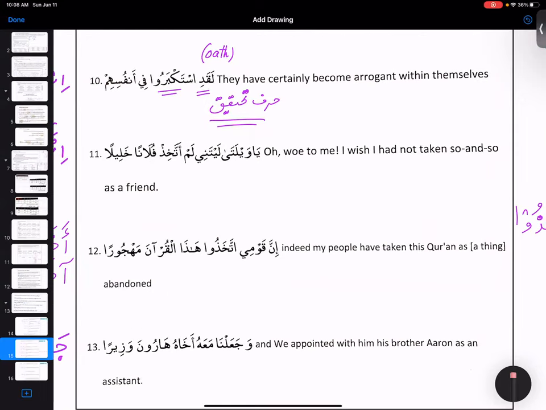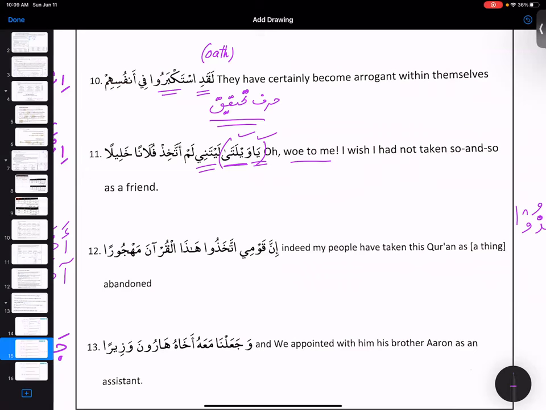Next one, ya wailata. So ya is harfu nida over here. Wailata. So what is wailata? This is basically an expression. So woe to me, like I'm done, I'm doomed. Okay, destruction upon me, right? So ya wailata, this is basically showing the regret. So ya wailata is not part of the sentence. So ya is harfu nida and wailata is munada over here, you can say, and basically this is an expression. And then laytani, what is laytani?